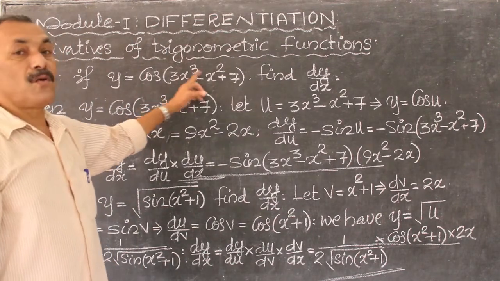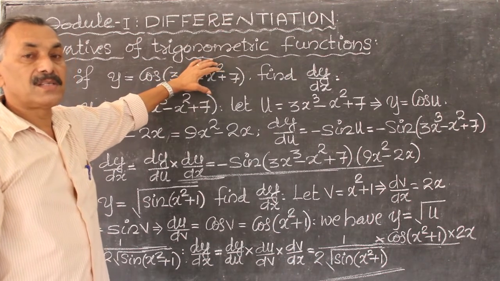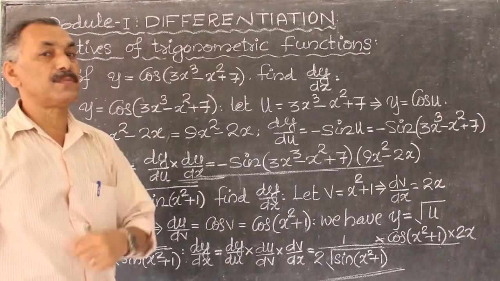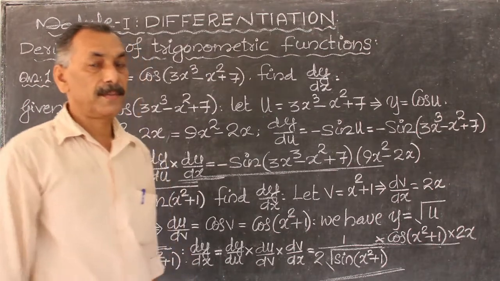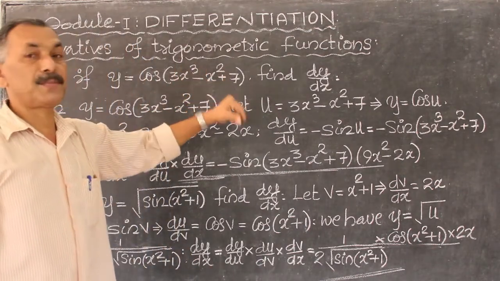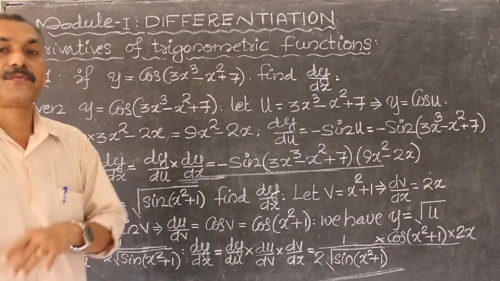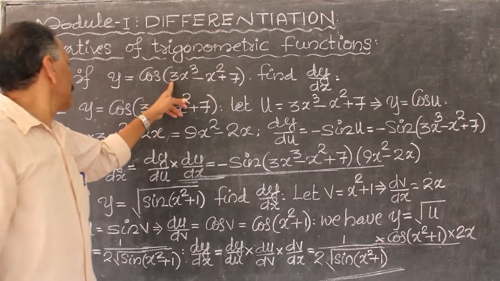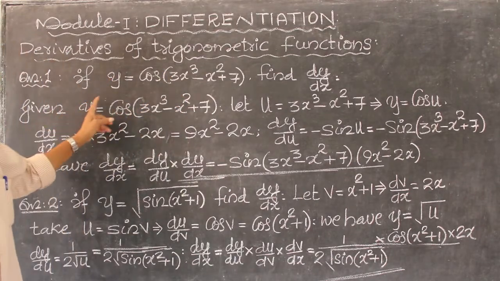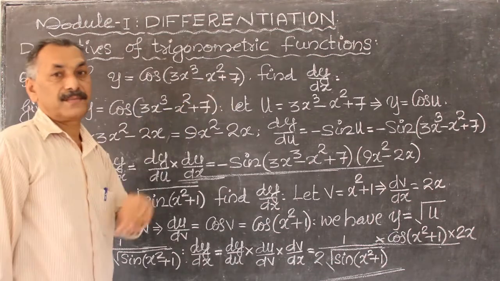What is the derivative of cos x? Instead of this value, if it is x, then y is equal to cos x. The derivative of cos x is equal to minus sin x. Okay. This cos x is cos of 3x cube minus x square plus 7. There we apply the function of a function rule. The function of a function rule means: let given y is equal to cos of 3x cube minus x square plus 7.